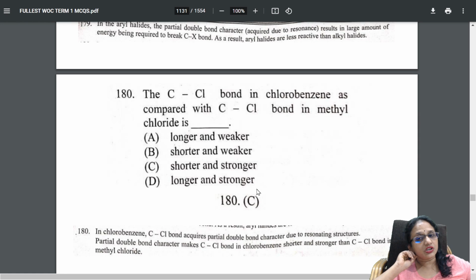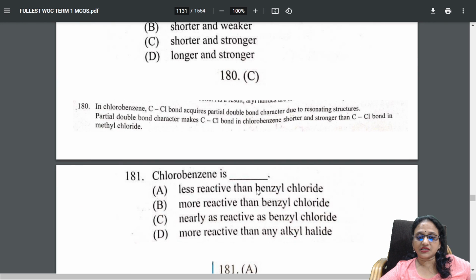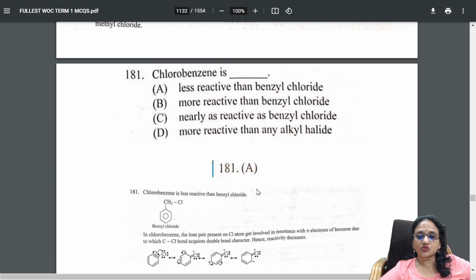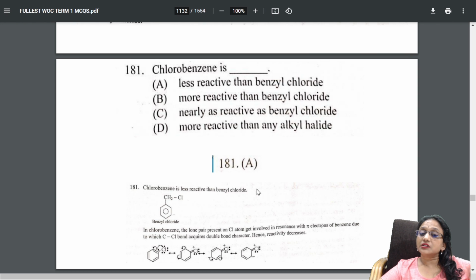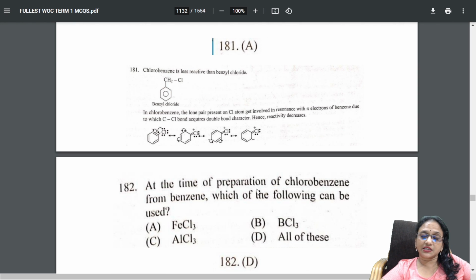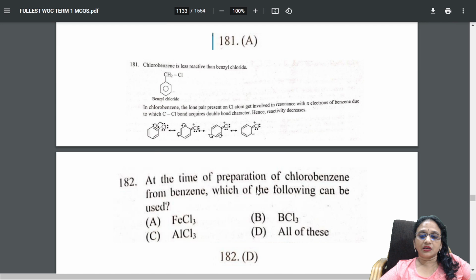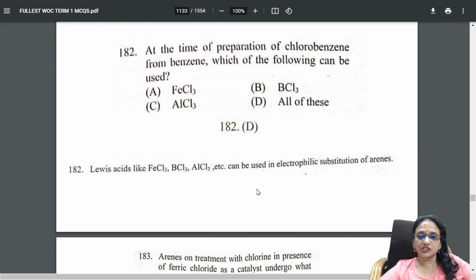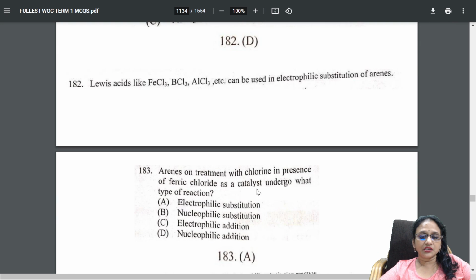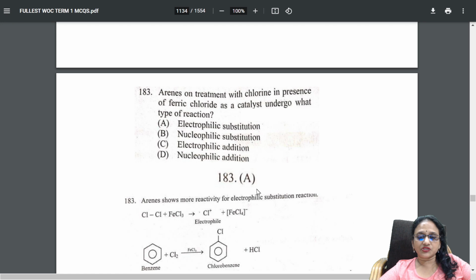Why is the C-Cl bond in chlorobenzene different compared with the C-Cl bond in methyl chloride? Why shorter or longer? Check with hybridization. So chlorobenzene, they'll compare with other compounds. Because of its resonance, it's getting partial double bond character. Slowly, they'll be taking the chlorobenzene reactions into electrophilic reactions.